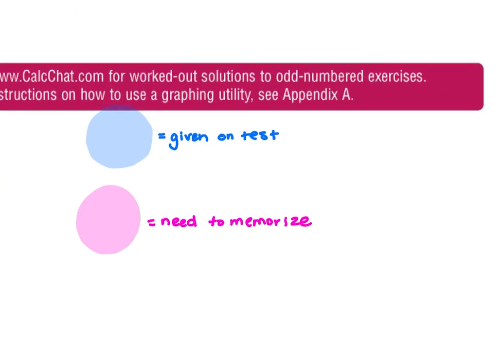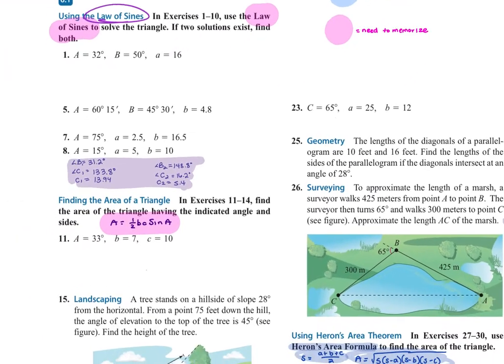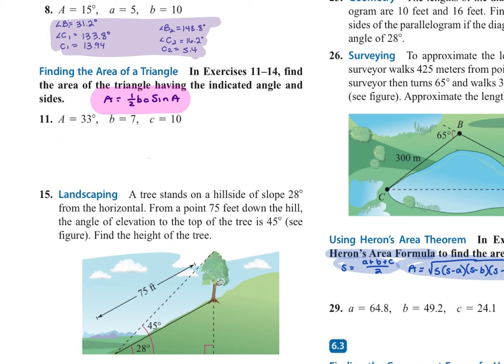It says it here. If it's highlighted on this paper in blue, you will be provided that formula. If it is highlighted on that paper in pink, you need to know that formula. It is not included. So like the first area one, that 1/2, that's when you're given side angle side: 1/2, side 1, side 2 times the sine of the angle in between them. That is not given to you, so you want to make sure you know it.